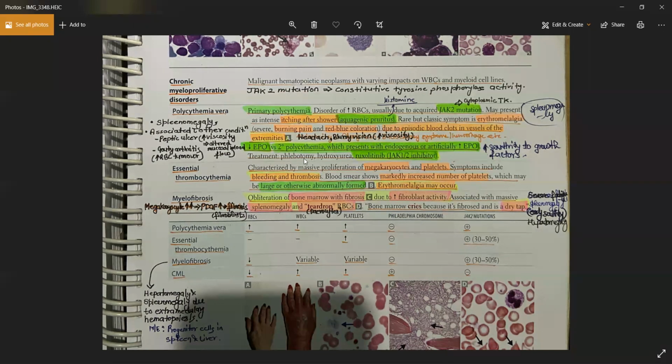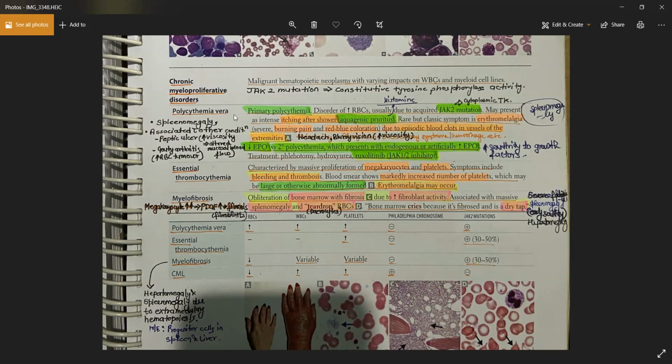Treatment will include phlebotomy, which removes the RBCs. It will include hydroxyurea. It will also include ruxolitinib, which is again a tyrosine kinase inhibitor. See the name nib in it. In that case, it is a JAK1 and JAK2 inhibitor. Very important. And could we have splenomegaly or hepatomegaly in polycythemia vera?